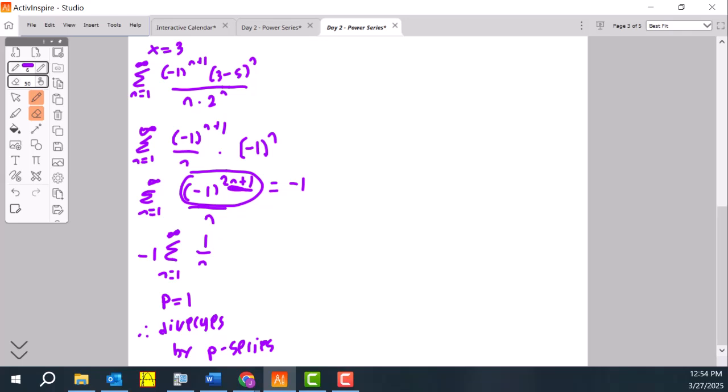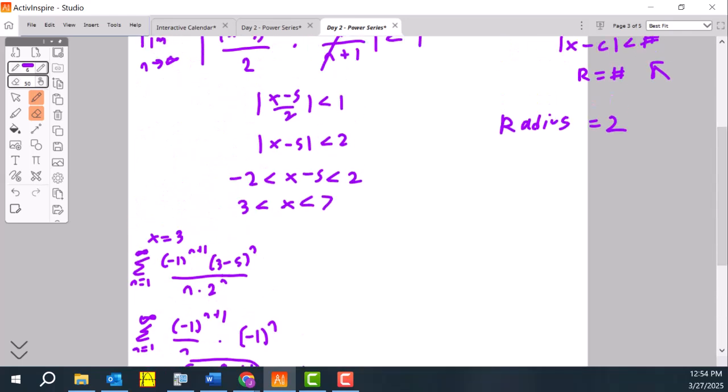All right, so we're not going to include 3. 3 is going to stay exactly as it is, so the 3 is good. Now let's check at 7. x equals 7, sum from n equals 1 to infinity. I'll go ahead and do this part in my head. We have negative 1 to the n plus 1.